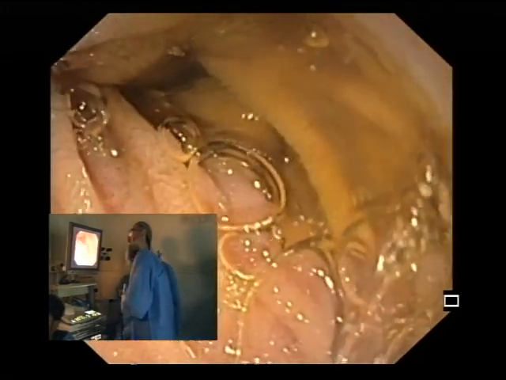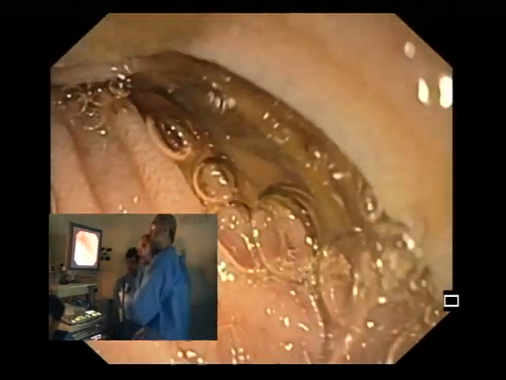No, don't lock. Just reduce. Pull towards you. The anatomy may be altered. Let me try.